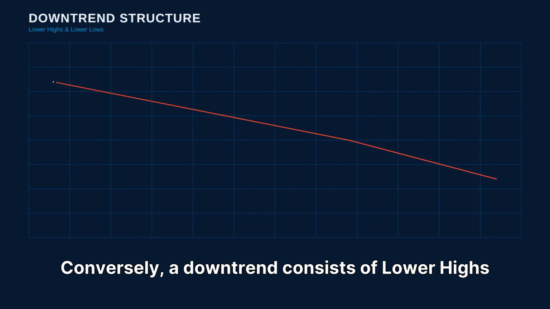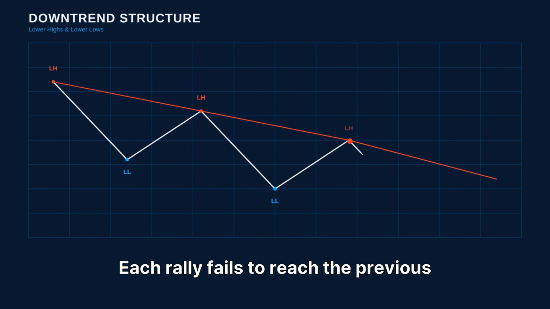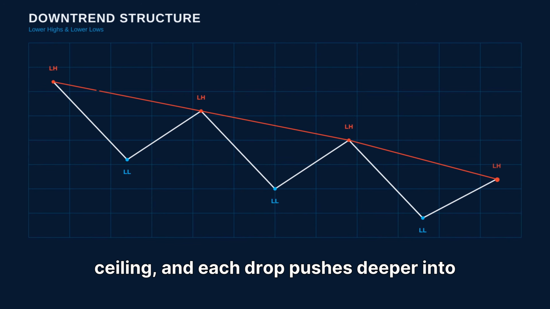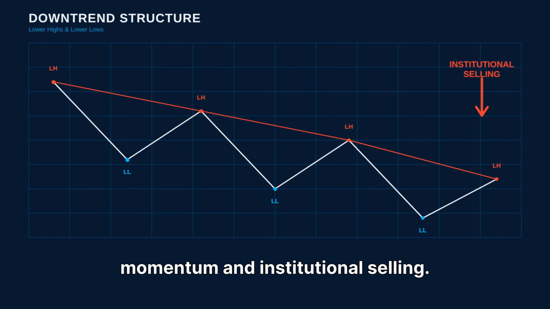Conversely, a downtrend consists of lower highs and lower lows. Each rally fails to reach the previous ceiling, and each drop pushes deeper into new territory. This is a clear signal of downward momentum and institutional selling.